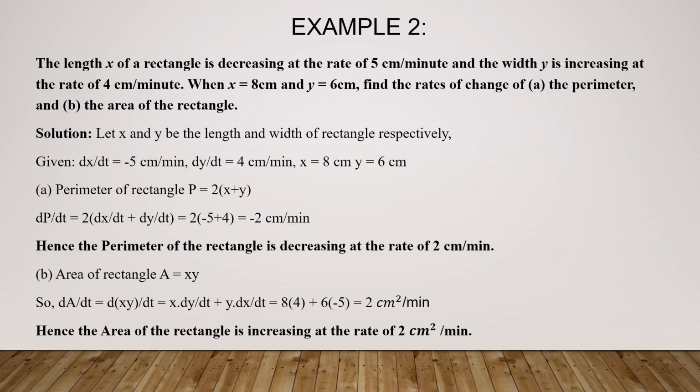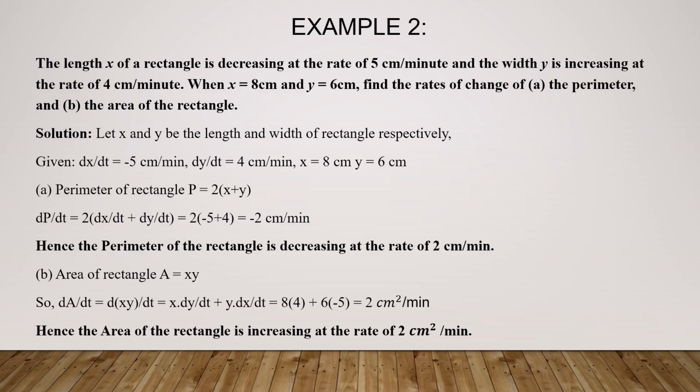Perimeter formula is 2 into length plus breadth. So now derivative of perimeter with respect to time. Again over here, since you are having 2 into x, what will be the derivative of x with respect to time? dx by dt plus derivative of y, dy by dt. Put the values, you will get minus 2. Hence the perimeter of the rectangle is decreasing at the rate of 2 cm per minute.